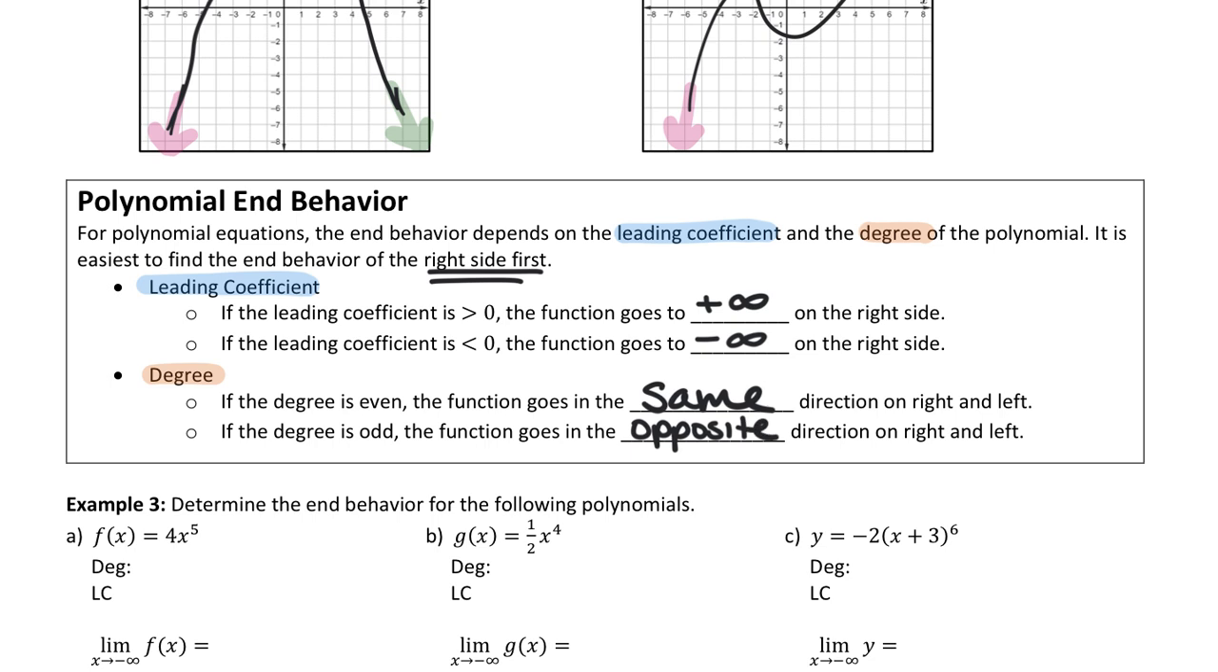So you already figured out the right side. You can just very easily move your arm for the left side. You'll see what I mean by move your arm in a second. Got ahead of myself. Here's how I remember this. Odd, opposite. Odd, opposite. Right side is controlled by the leading coefficient. The degree tells you what to do with your left hand. Do you go the same or do you go opposite?